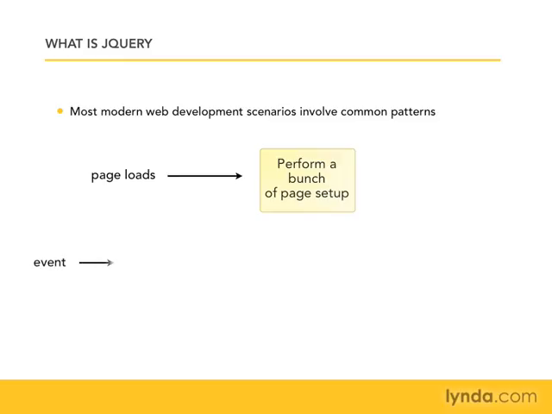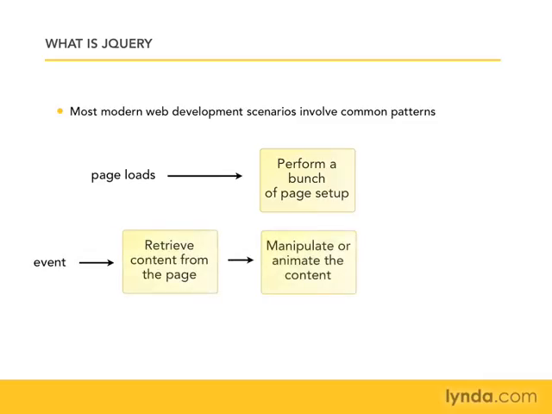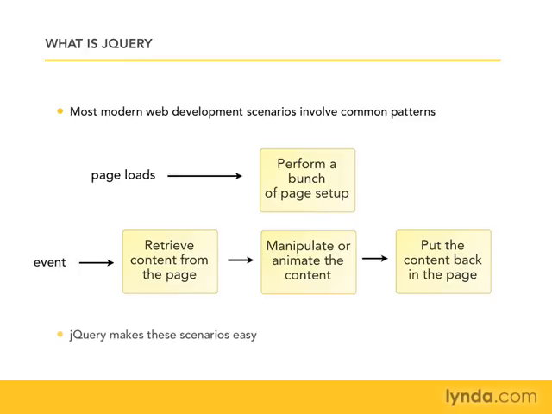The second scenario that pops up a lot looks something like this. There's an event that happens in the browser. The user clicks on something, or they type a key, or they move the mouse over something, and that sets off a reaction, something along the lines of, you retrieve the content from the page, and then you do some kind of manipulation on it. Maybe you animate it somehow, and then you put the content back in the page. Now, this may not be followed exactly, but the pattern is essentially along these lines where the user does something, and in response to that event, you have to somehow get content and manipulate it. And jQuery makes these scenarios really, really easy.